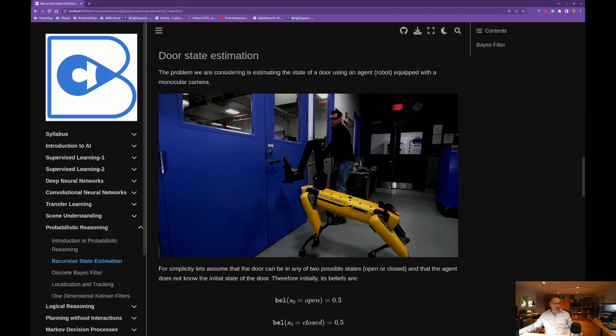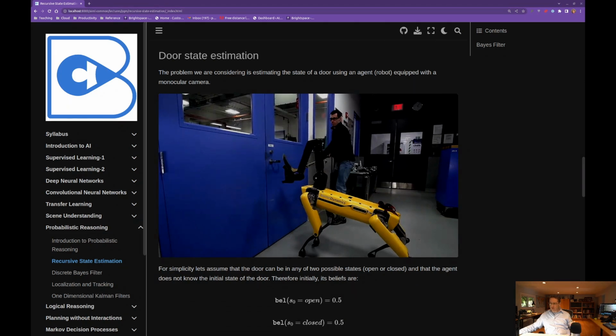We have a robot, like the yellow robot that you see over there. It's equipped with a proximity sensor, and effectively the job here is to estimate the state of the door, whether the door is open or closed. Okay, so we have a binary state in this case, and we will start from a situation where we have absolutely no knowledge about the state of the door. The state of the door is described here, as we said earlier, with a belief.